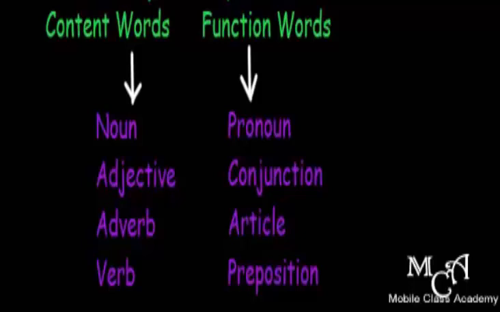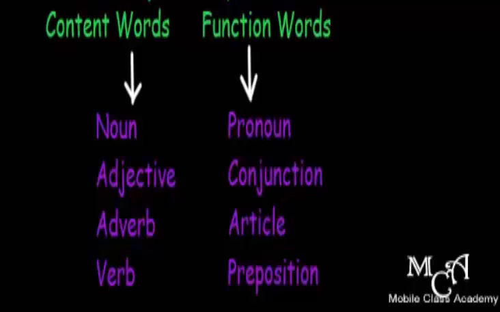We can mention all the pronouns that we have. We can mention all the conjunctions. We can mention all the articles in the English language. And of course, we can mention all the prepositions. So the content words are noun, adjective, adverbs, and verb, while the function words are pronoun, conjunction, article, and preposition.